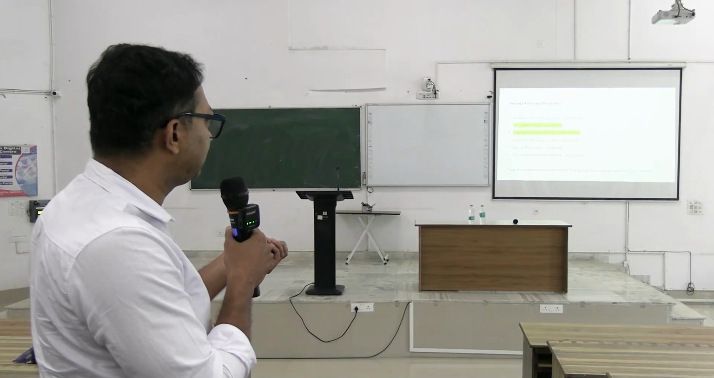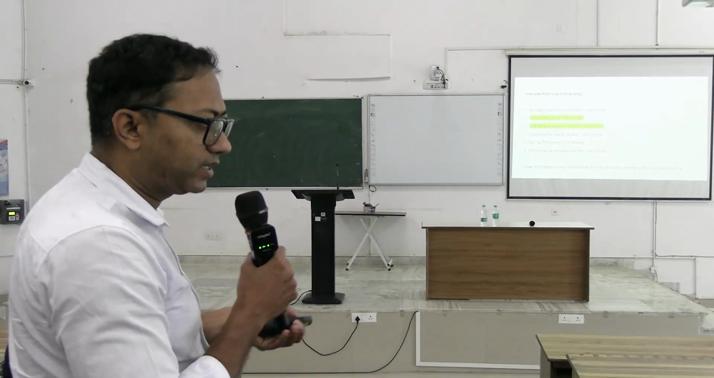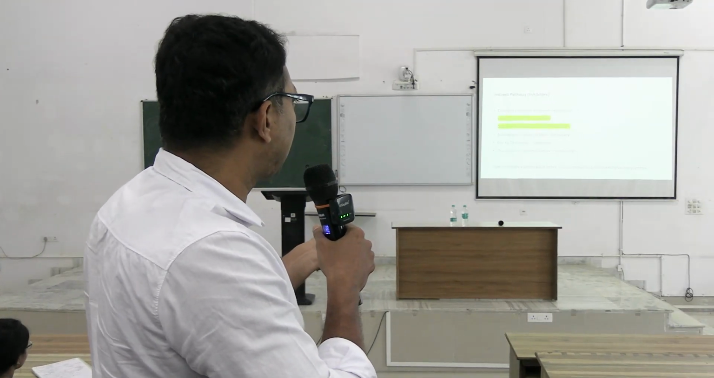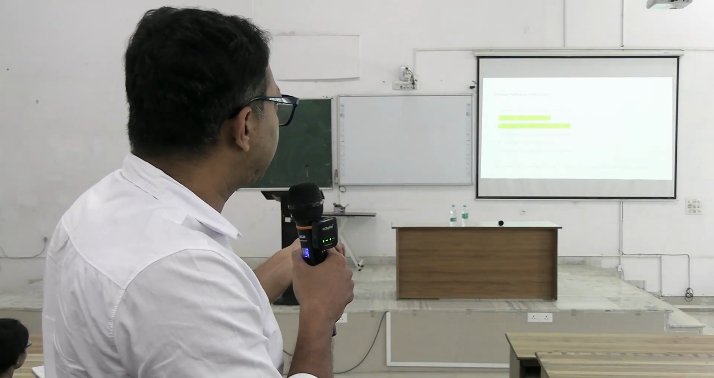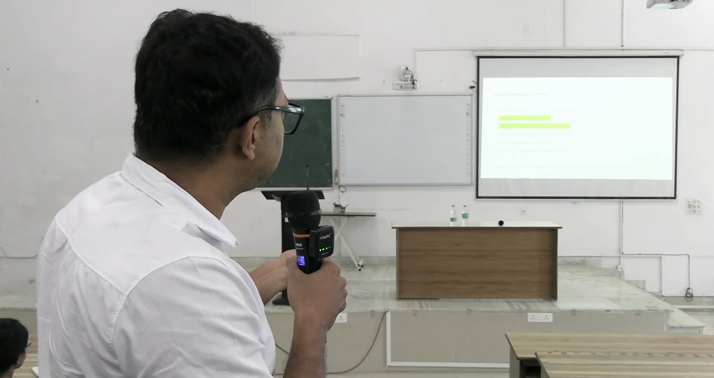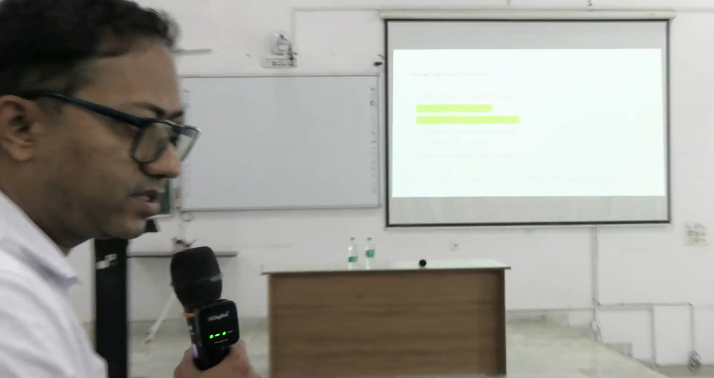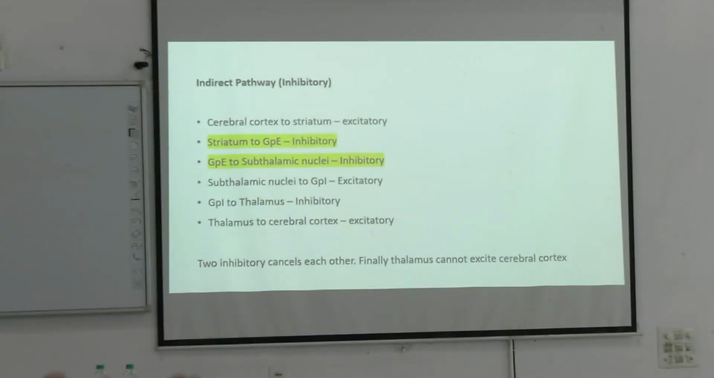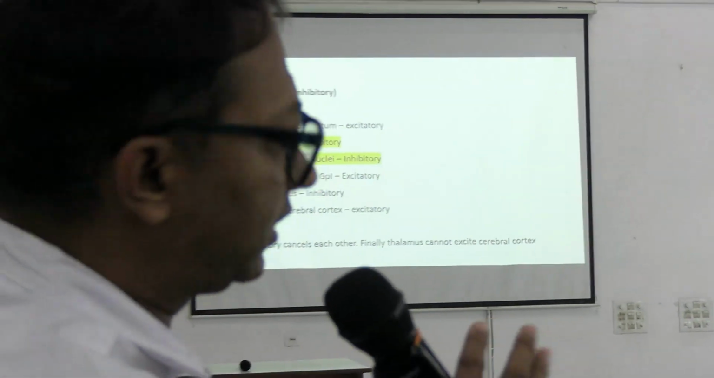Then globus pallidus internus to thalamus, then thalamus to cerebral cortex. So there are lots of stations in between striatum and cerebral cortex, right? So the stations are globus pallidus externus, subthalamic nuclei, globus pallidus internus, thalamus, then finally it reaches cerebral cortex. So there are at least 4 stations. So this pathway is quite long and this pathway is inhibitory to cerebral cortex, right?